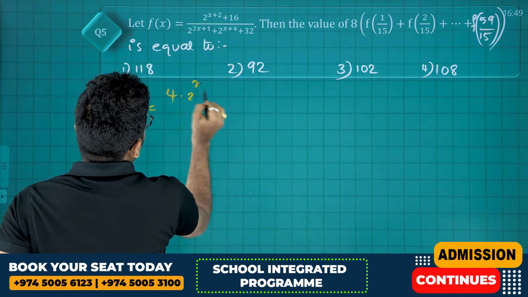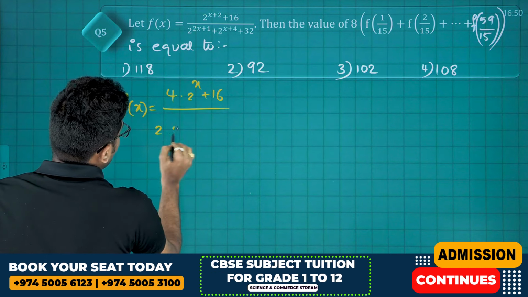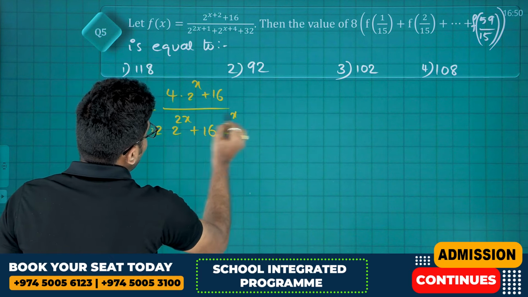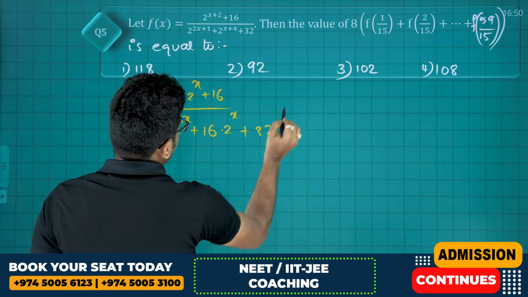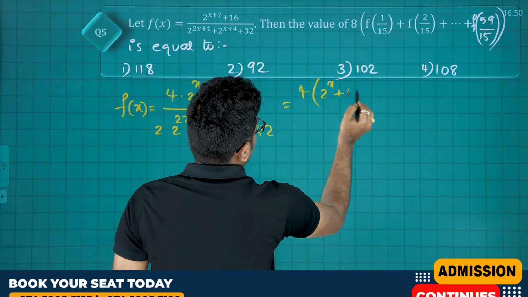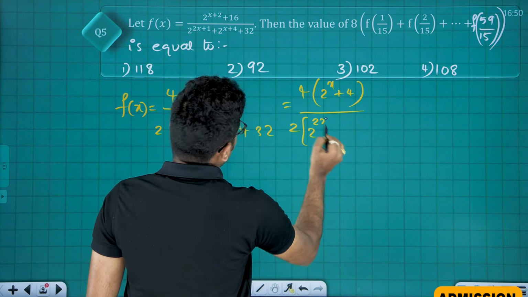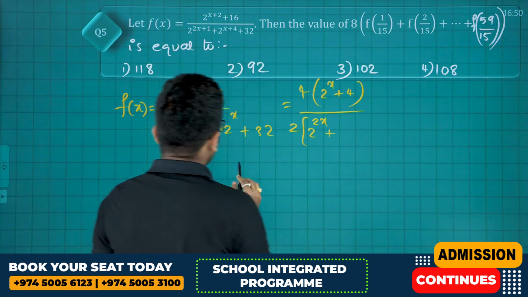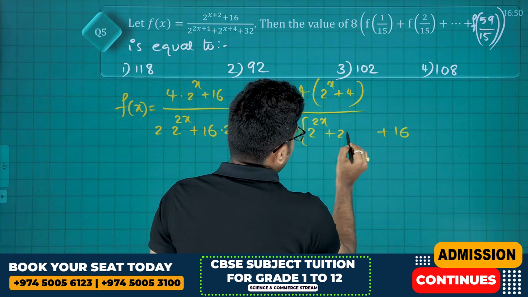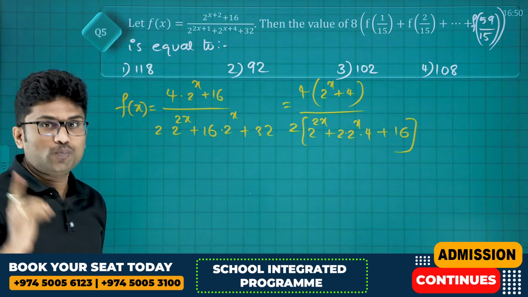So 4 into 2 power x plus 16 divided by 2 power 2x plus 1, that is 2 into 2 power 2x plus 2 power 4 is 16. 16 into 2 power x plus 32. You can take 4 common. 4 of 2 power x plus 4 divided by, take 2 common, 2 power 2x plus 16. This 8 we can write as 2 into 2 power x into 4. I hope you are getting me now.